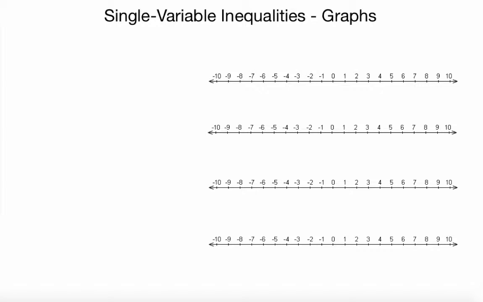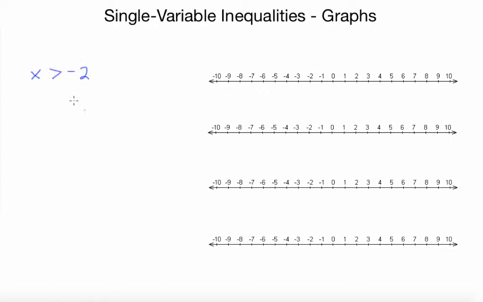We want to represent all the possible solutions, all the different numbers that can work for the inequality. We just want a picture that shows all the possible values. So we're going to go over some examples. We're going to take 4 different inequalities and show how to actually graph them. All right, let's start with x is greater than negative 2.